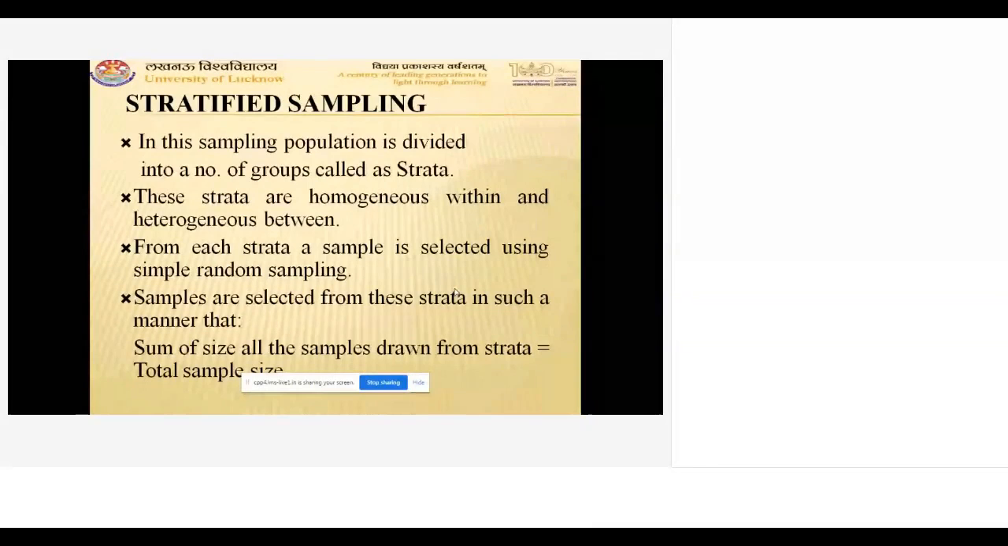These homogeneous groups are called strata. Then from each stratum, a sample is selected with the help of simple random sampling without replacement, as without replacement is more efficient than simple random sampling with replacement. Therefore, simple random sampling without replacement is preferred for selecting the samples from each stratum. The samples are selected in such a manner that the sum of the sizes of all samples drawn from the strata must be equal to or larger than the total sample size we want to consider.